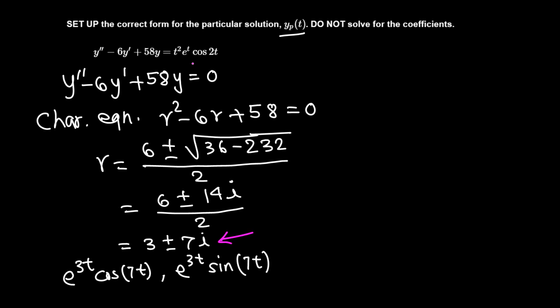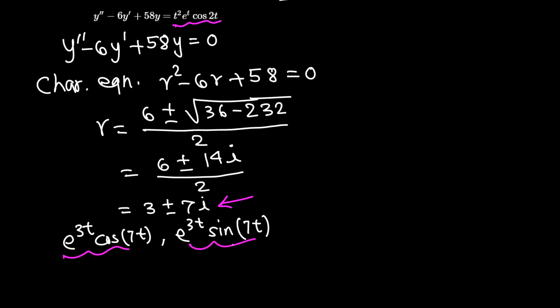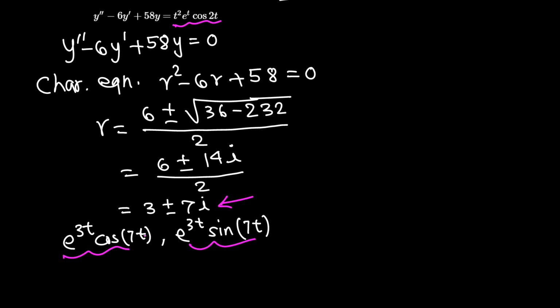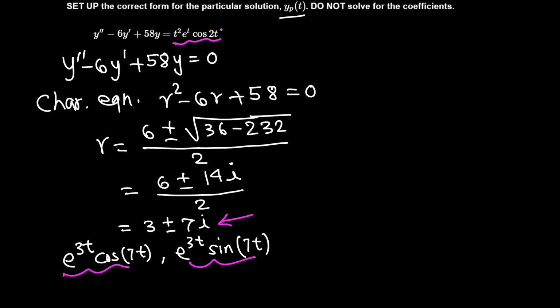Now look at the right hand side. We are supposed to write down yp based on the right hand side, but sometimes these homogeneous solutions can be in the right hand side. In that case we should not repeat, we need to multiply by t or t squared depending on the situation. But in this case e to the 3t cosine 7t is not in the right hand side, so we write down yp just based on this term in the right hand side. Okay, so let's do that.